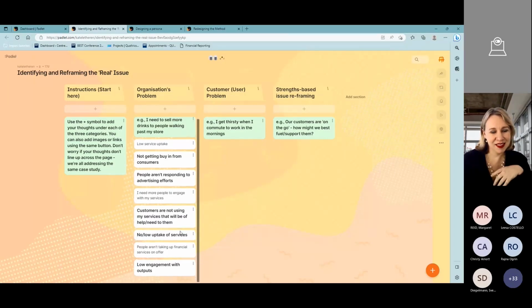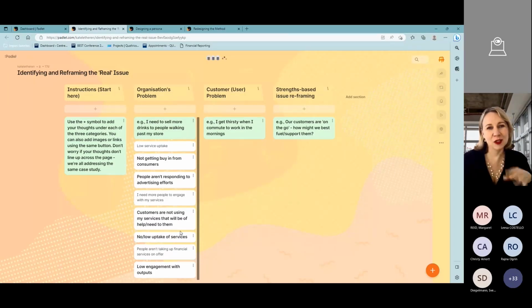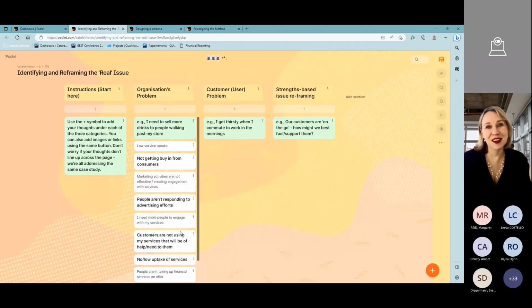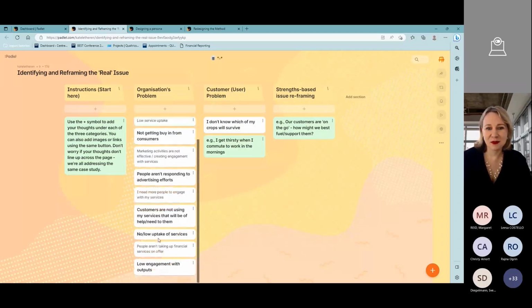Wonderful. So the organisational issues for the person trying to sell soft drinks are very similar to the same organisational issue we have as a financial counsellor trying to get people to engage, is that people aren't uptaking the service, they're not engaging, they're not responding to our advertising, and we're not sure why. I can see some people are starting to switch over to the customer problem or the user problem. Yep, so that's one of them. On the one hand, we as the organisation are thinking about why are people not listening to our advertising?